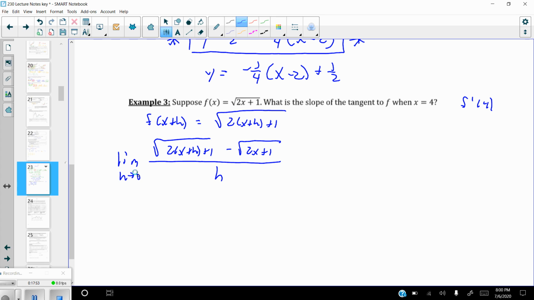So in order to do this one, you've got the 2 square roots on the top. We're going to use the conjugate method, which is multiplying by the same exact square roots on the top, but with a different sign in the middle, so it'll be a plus, and do the same thing on the bottom. So we're going to get the square root of 2 times x plus h plus 1, plus the square root of 2x plus 1, and do exactly the same thing on the bottom. It's a little tedious to write this out, but it's not horrible.